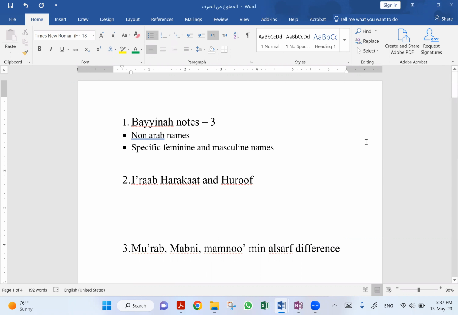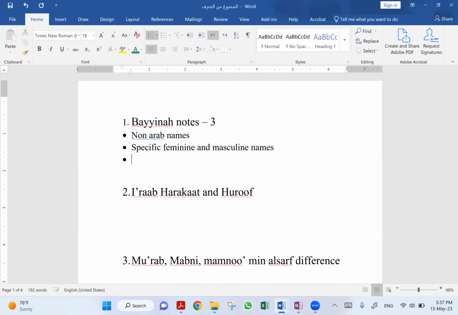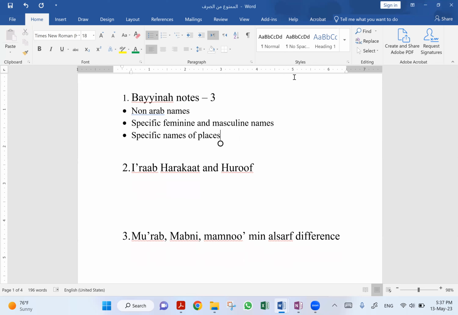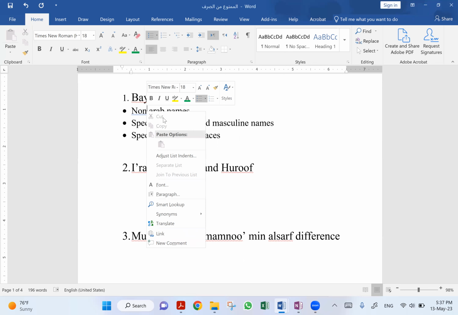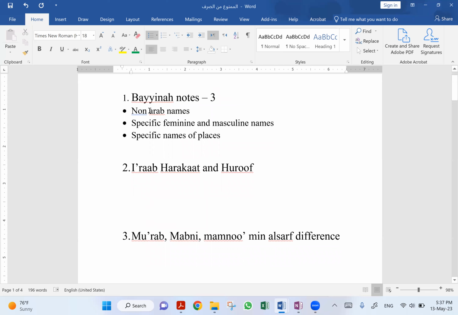So specific feminine and masculine names like Aisha, Hamza, Muawiyah, stuff like that. And then the last category, specific names of places. So this is what we did. This is the much we covered in the Bayina program. Now, before I even enter into the details of Mamnu' min as-Sarf, this thing is bothering me.